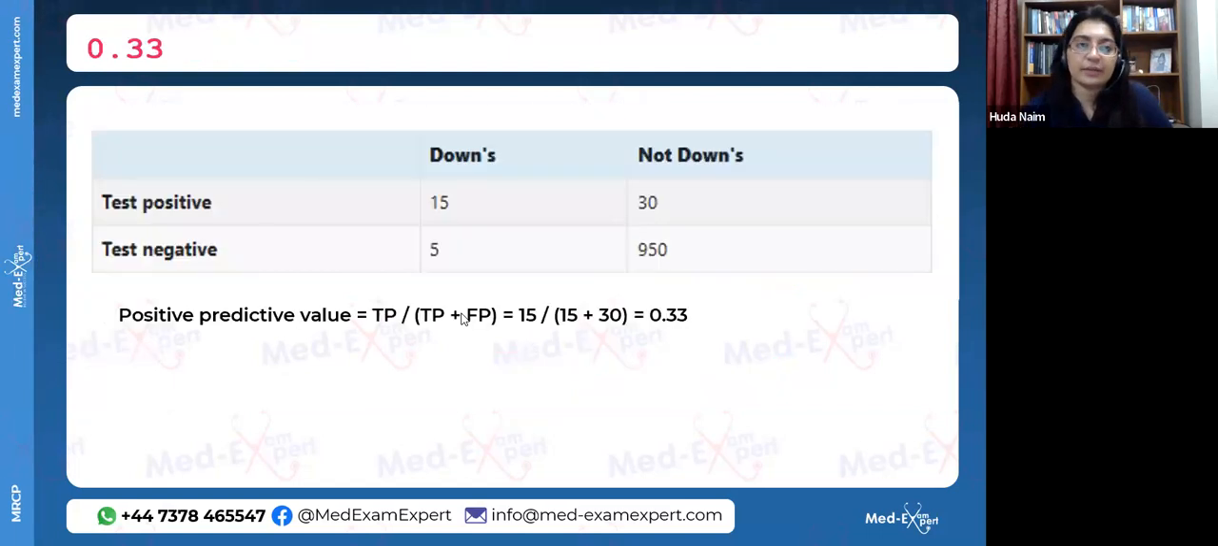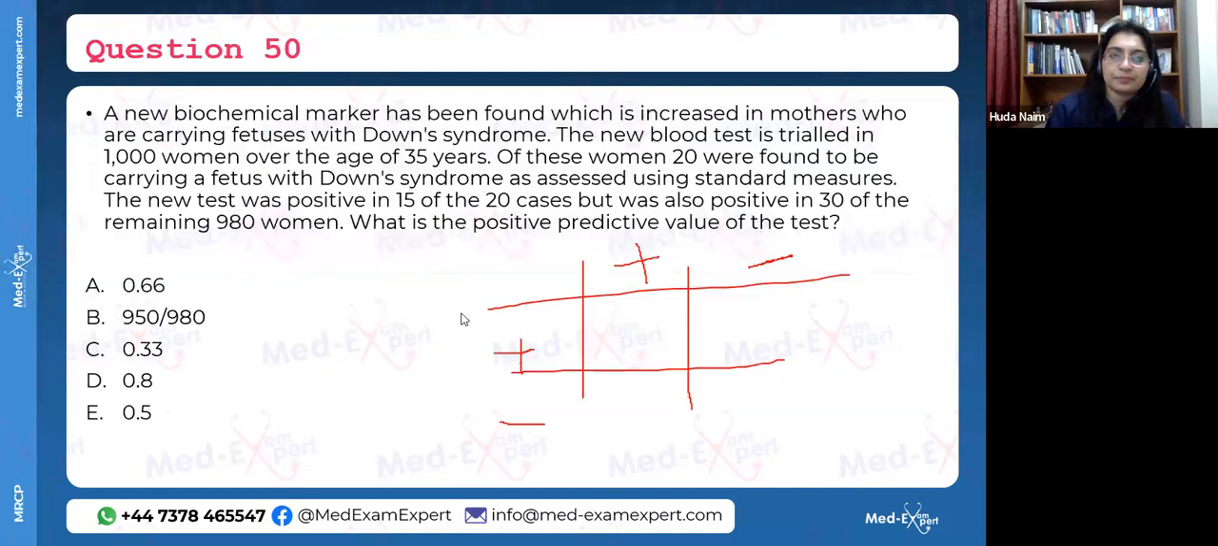I'll show you the set of data. So this was your test which was positive, and this was your test which was negative. You had a blood test which was trialed in 1,000 women. Out of these, 20 were found to be positive. The new test was positive in 15 out of the 20 cases. So 15 were positive and 5 were negative.